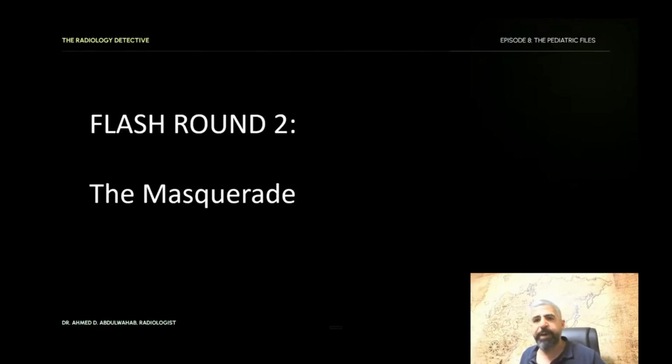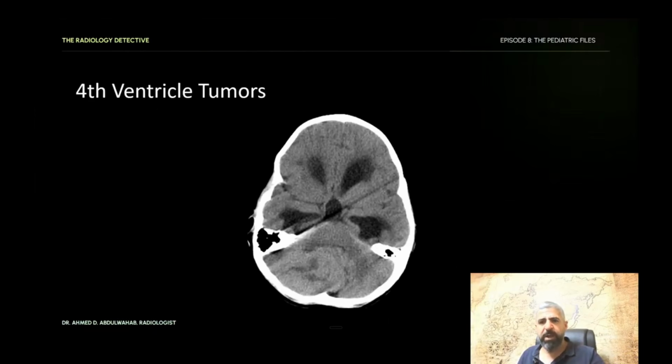It's called the masquerade, okay? We'll talk about the fourth ventricle tumors. Now, 3 tumors in the fourth ventricle. The one that is dense in the midline. What is it? Dense fourth ventricular tumor in the midline is medulloblastoma.